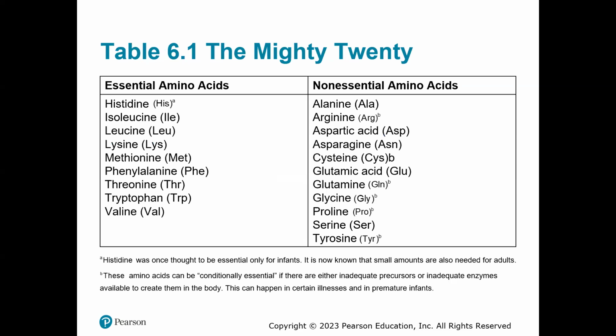All right, and here's a list of the 20 amino acids broken down into essential and non-essential. Anything in the non-essential list with a little superscript letter B next to it could be conditionally essential, depending on the conditions of the body and all of that kind of stuff.